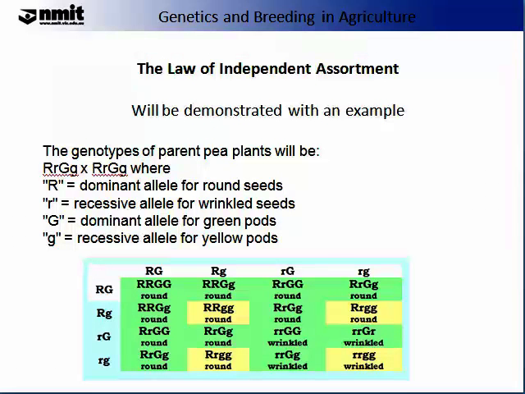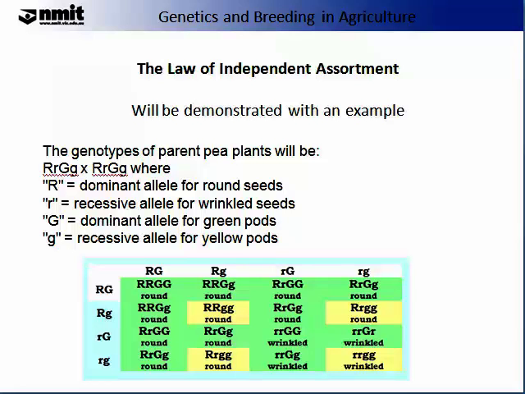We can use our pea plants again to demonstrate the law of independent assortment. If you look at the genotypes of parent plants, say that a dominant allele for round seeds is represented by a capital R and a recessive allele for wrinkled seeds is represented by a lowercase r. If you then represent a dominant capital G for the dominant allele for green pods and a lowercase g for a recessive allele, which results in yellow pods.